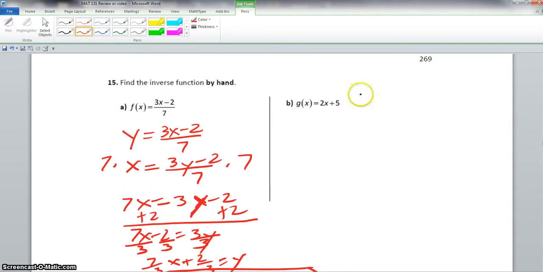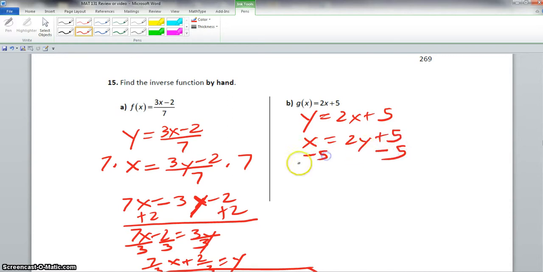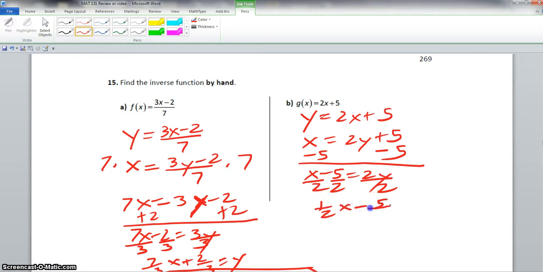Now, we go here to b. We'll do the same thing. We have y is equal to 2x plus 5. We'll switch to x and y. And then now we solve for y. We subtract 5 on both sides. And x minus 5 is equal to 2y. We divide each individual term by 2. So this will give us 1/2 x minus 5/2 is equal to, actually that's supposed to be y. It's equal to y.